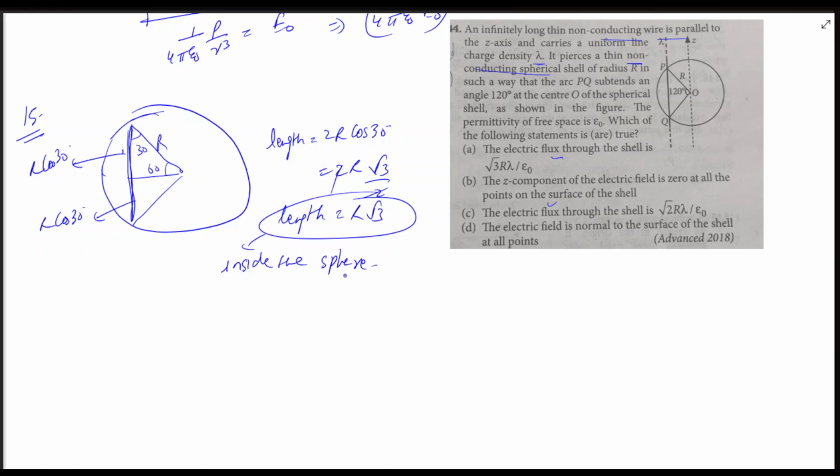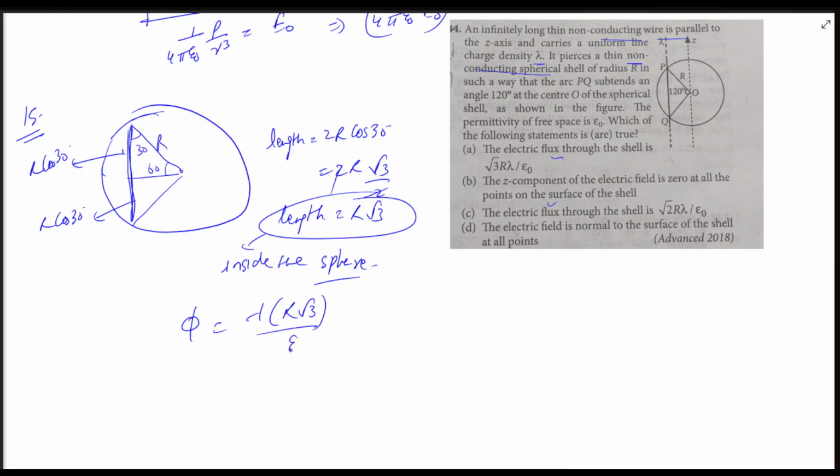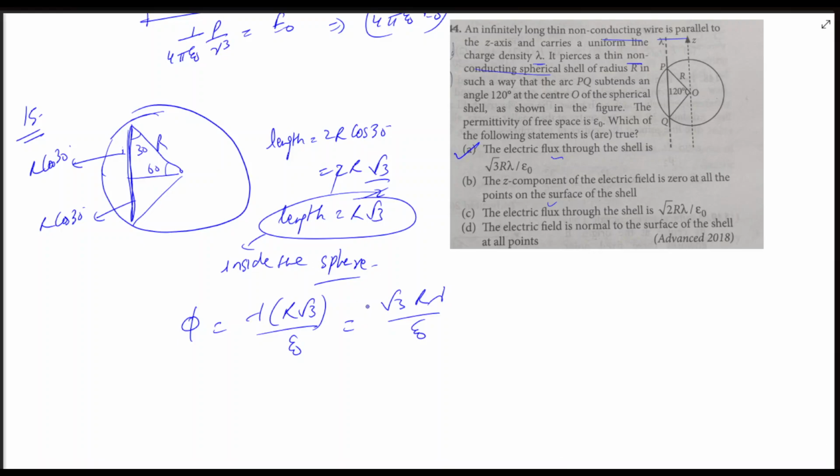Okay, perfect. So flux we can directly calculate. It will be charge inside, so charge will be lambda into r root 3, divided by epsilon naught. Simple. So it will be root 3 r lambda upon epsilon naught. So option A is correct.